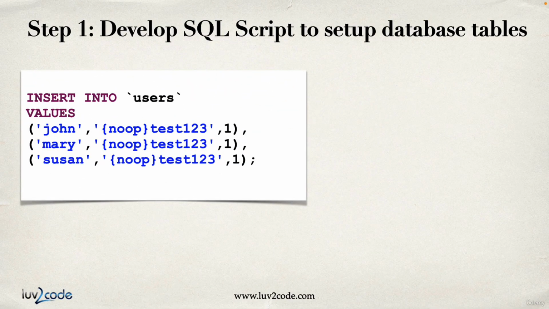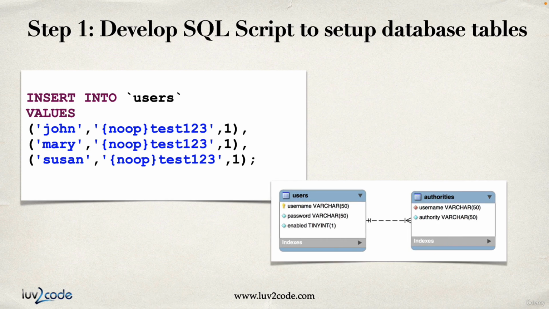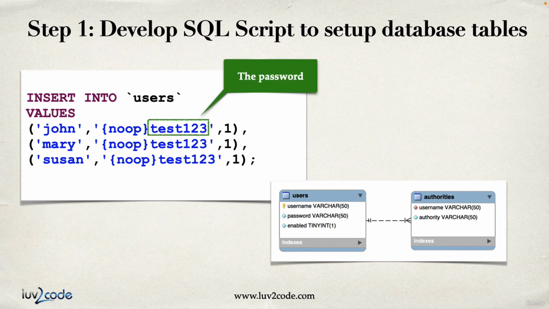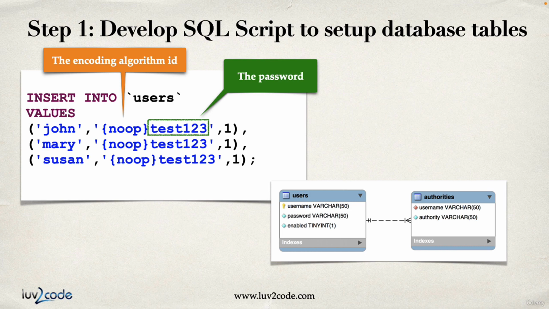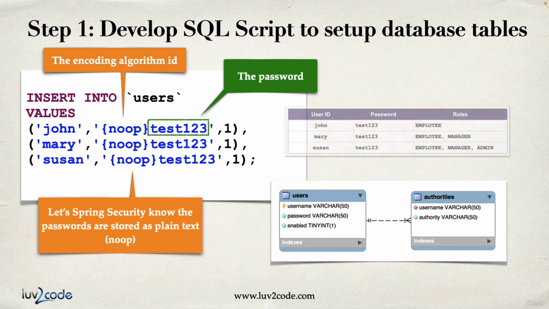Now let's go ahead and handle the password storage and insert our users. We'll do an insert into users. We'll get the values for John, Mary, Susan, and we give the username, comma, the password, comma, the enabled status. And now what we have here is the actual password. So the password is test123. And remember, we have the encoding algorithm ID, and that's in curly braces. Here it's noop. That basically says the password is stored as plain text. We'll start with this just for the beginning. Later on, we'll move into more advanced features by using bcrypt encryption. But don't worry, I have you covered.